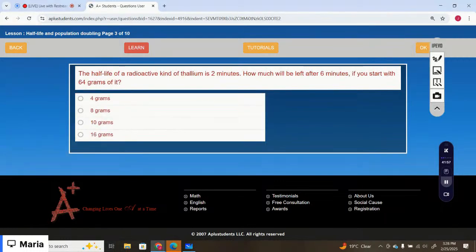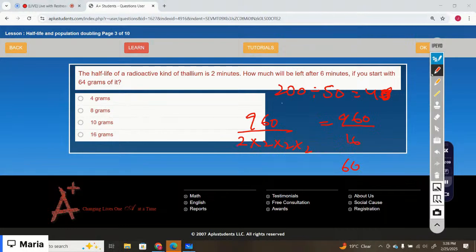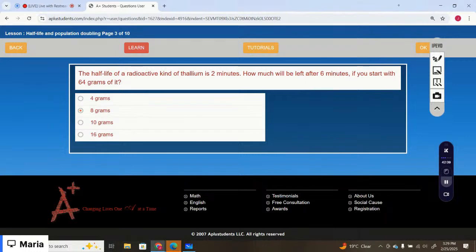The half-life of radioactive thallium is 2 minutes. How much will be left after 6 minutes if you start with 64 grams of it? So 6 divided by 2 is 3. That means until 6 minutes, it will go through 3 half-lives. So 64 divided by 2 times 2 times 2. 2 times 2 is 4, 4 times 2 is 8. 64 divided by 8 is 8 grams. That means 8 grams. Option number 2 is the correct option.